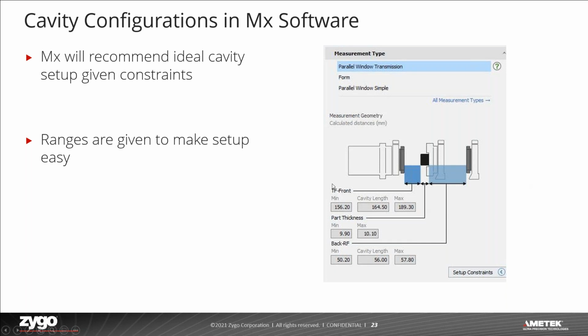Here, saying putting the TF to the front of your part being somewhere between 156.2 millimeters and 189.3 millimeters, so that it makes setup a little bit easier and you don't have to try to position your part an exact distance away. So these are all a lot of great benefits of making multiple surface measurements, but there's a lot of benefits of wavelength shifting even beyond that.